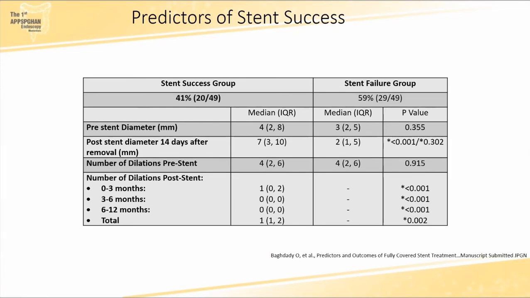In both groups, the number of dilations pre-stenting and post-stenting were similar. Post-stent, we had a median of 1 dilation in the first 3 months after stent removal, and afterwards, no significant dilations. In the failure group, since most of these patients went to stricture resection, we didn't count their dilations.